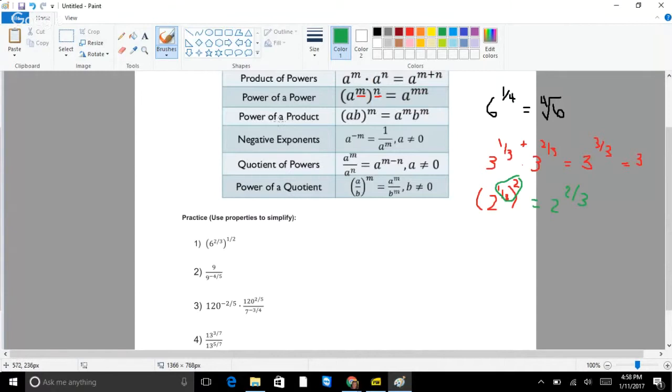Power of a product, which means that if you have a and b raised to the m power, then we can basically, it's kind of like the distributive property, right? We can distribute the exponent to each of the terms inside of the parentheses. Negative exponents, this one's going to be important. So if you have a number with a negative exponent, that means that we can also write it as the reciprocal, so 1 over that number to the exponent. This actually comes in handy a lot when you end up with a negative exponent in the denominator.